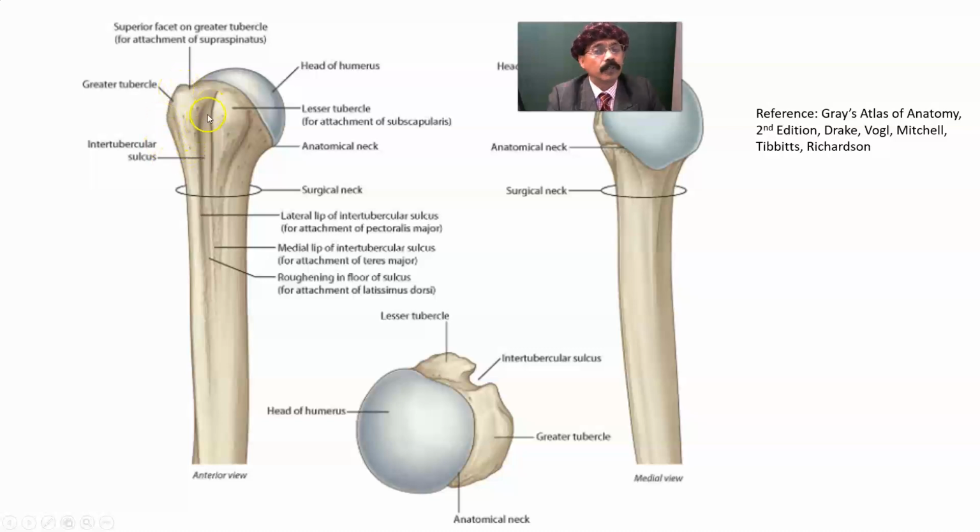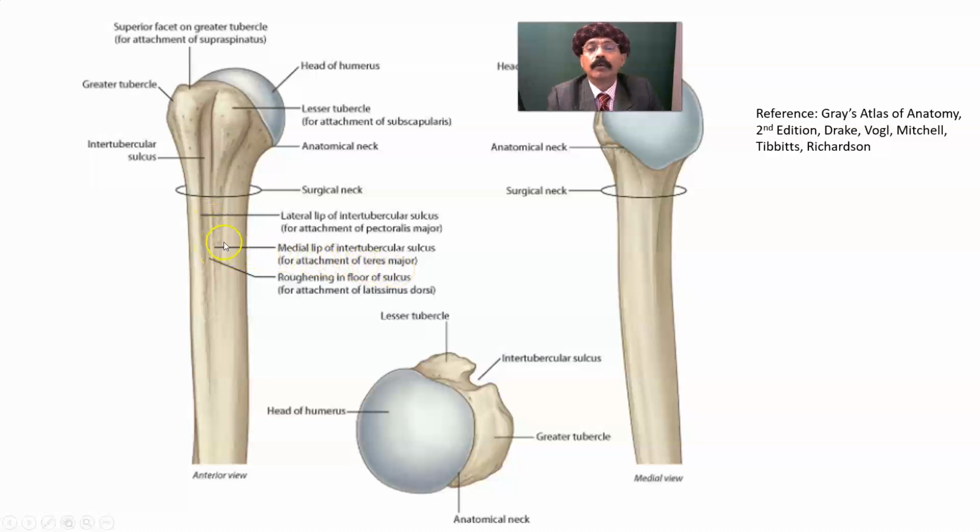This is the intertubercular sulcus for the passage of the tendon of the long head of the biceps brachii muscle with its synovial sheath, and a blood vessel, that is the ascending branch of the anterior circumflex humeral artery. This is the lip of the intertubercular sulcus. This is the lateral lip for the attachment of the pectoralis major muscle, which is a bilaminar attachment, and here is the medial lip for the attachment of the teres major muscle.